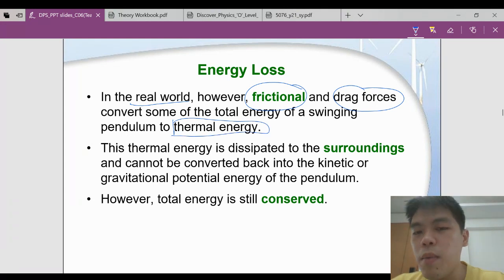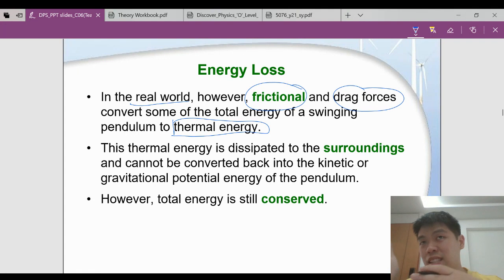Okay, why thermal energy? Because when you rub against the air, the wind itself, it heats up. So this thermal energy will be lost to the surroundings. Dissipated means lost to the surroundings, and cannot be converted back into kinetic energy and GPE of the pendulum. So the total energy is still conserved.